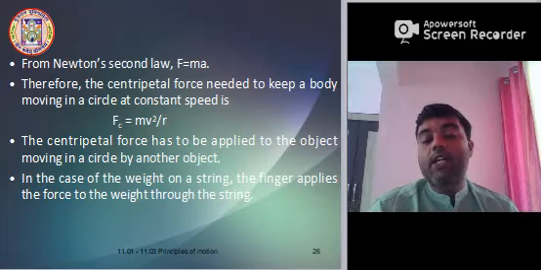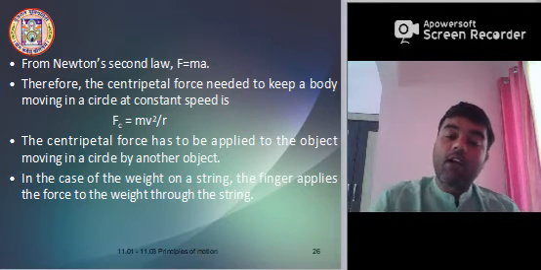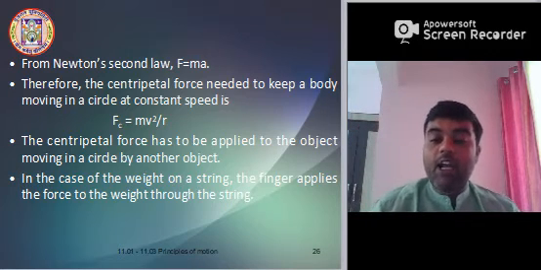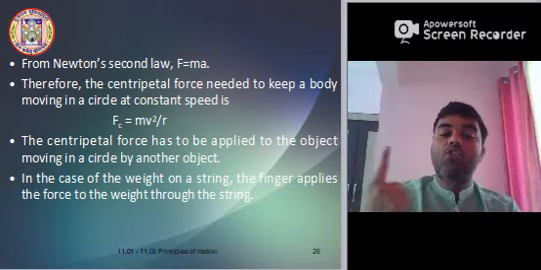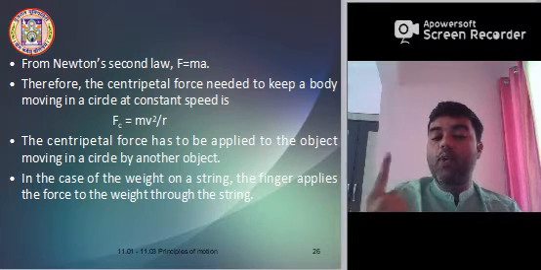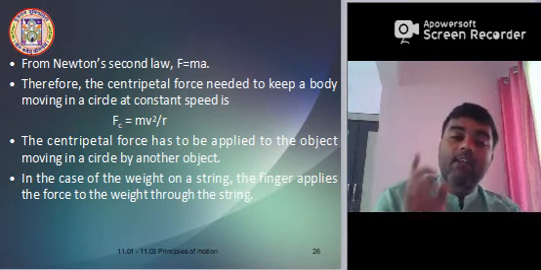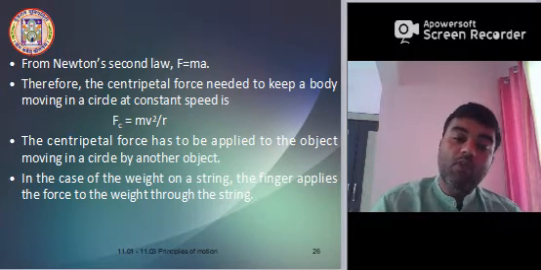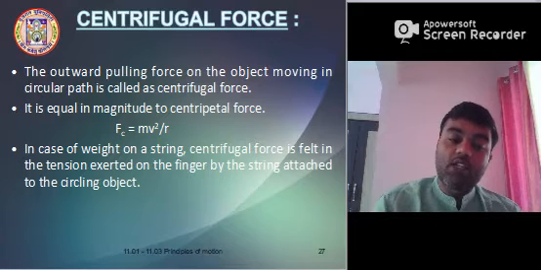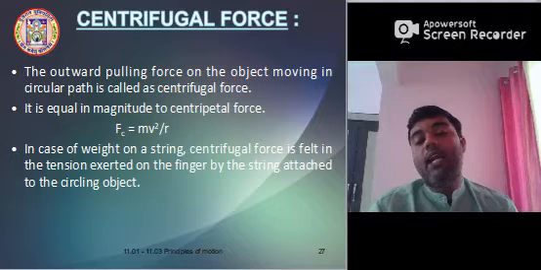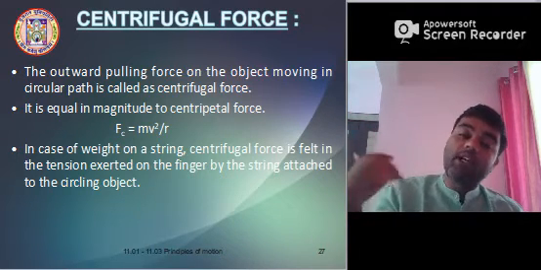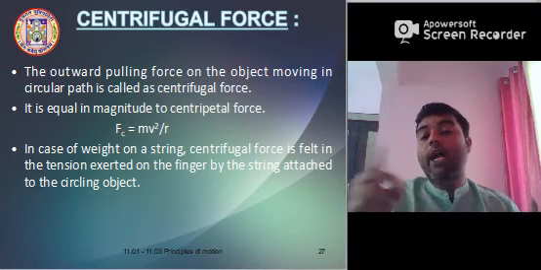The centripetal force has to be applied to the object moving in a circle by another object. In the case of the weight on a string, the finger applies the force to the weight through the string. When we are doing it this way, the finger is giving the force. That is centripetal force. Exactly opposite to the centripetal force, one more force is called centrifugal force. It is also very important to understand for physiotherapy. Centripetal force is towards the circle, centrifugal force is outside the circle. Both are needed to move that object.